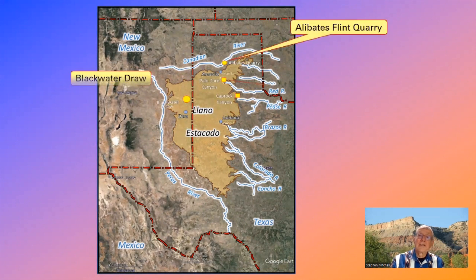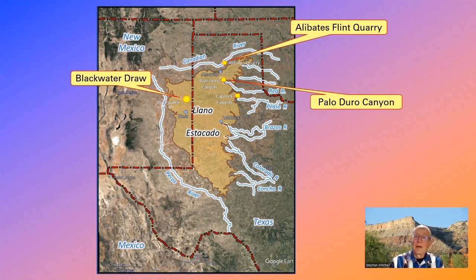So look at this again, it shows us some of those locations. We will look at a number of examples from Palo Duro Canyon. We will then look later at Blackwater Draw in New Mexico. And then we'll also take a look at the Alibates Flint Quarry and its relationship. It's very close by this. Now we'll look at that second part of paleosols. We'll look at the Llano Estacado.